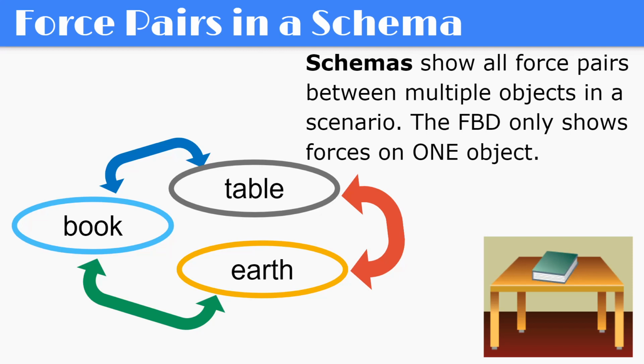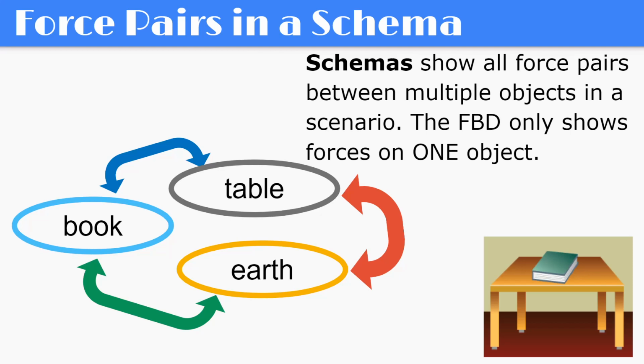So this is another tool that we can use to help illustrate force pairs. It is called a schema. A schema will show all the force pairs between multiple objects in a scenario. The free body diagrams that we've been using only show the forces on one object, but there are multiple objects here. There's the book, the table, the earth.